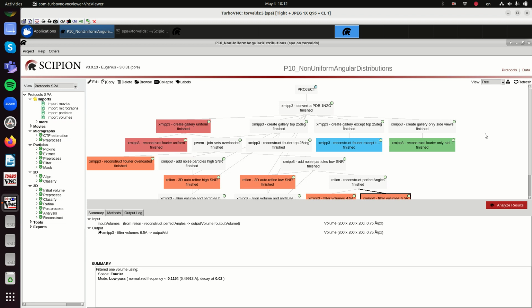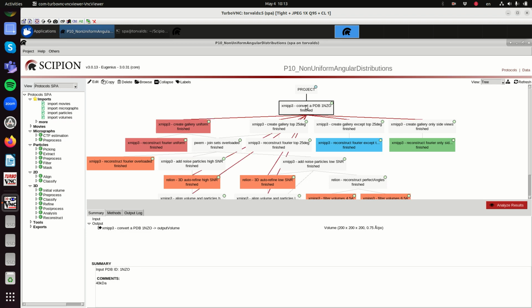Explore the relationship between the angular distribution and the 3D reconstruction, and also the interplay between noise and angular distribution. So we start with an atomic model.